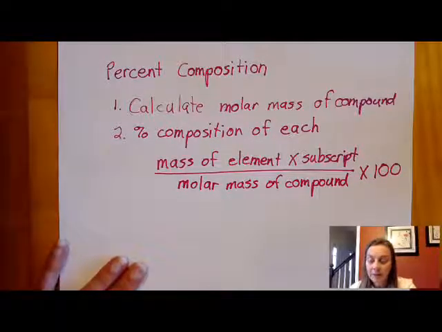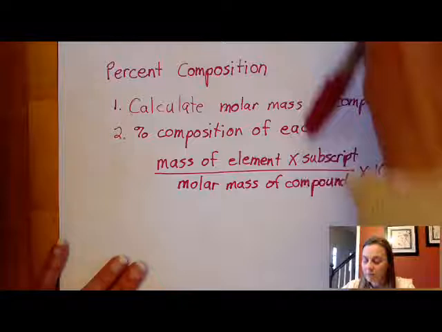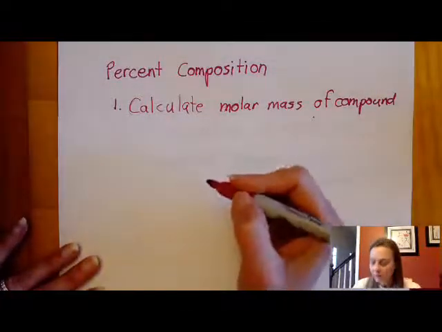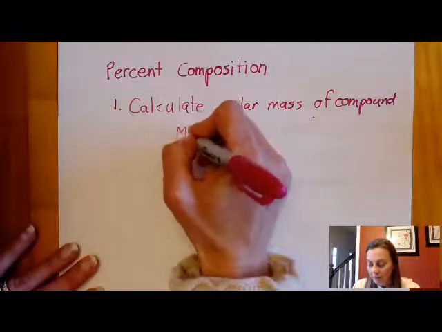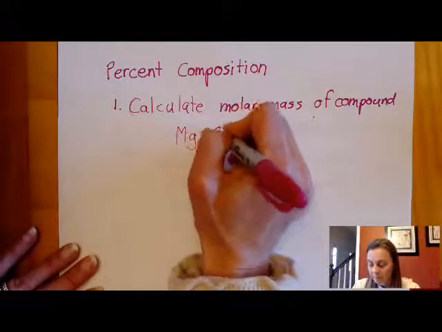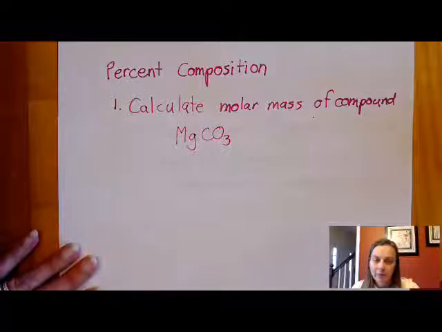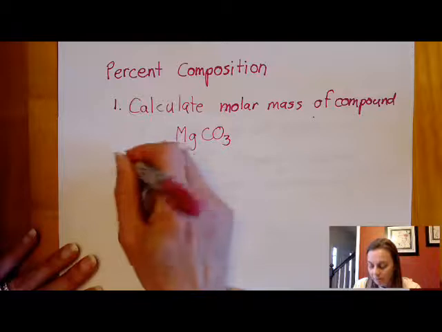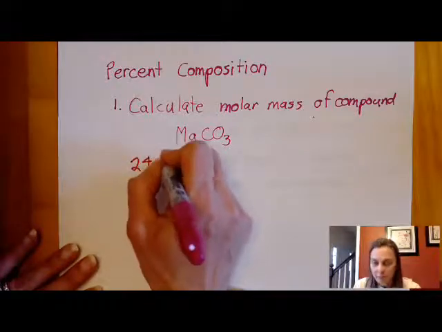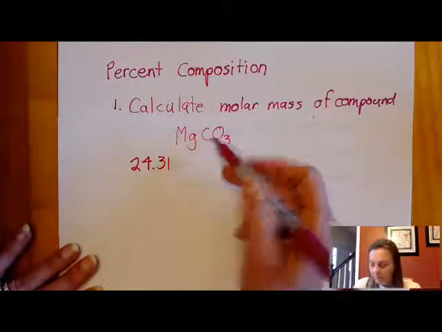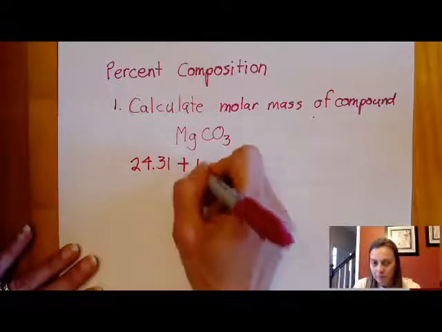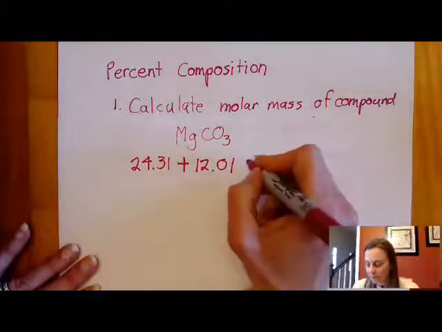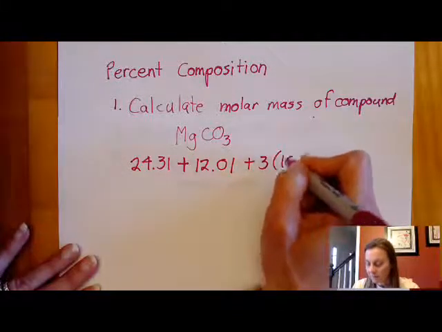We're going to do an example just so that you guys can see. First step is to calculate the molar mass of the compound. Our example here is going to be magnesium carbonate. So we're going to calculate the molar mass of this compound. I look up the molar mass of magnesium, and I find that it's 24.31, plus the molar mass of carbon, 12.01, plus 3 times the mass of oxygen, so 3 times 16.00.